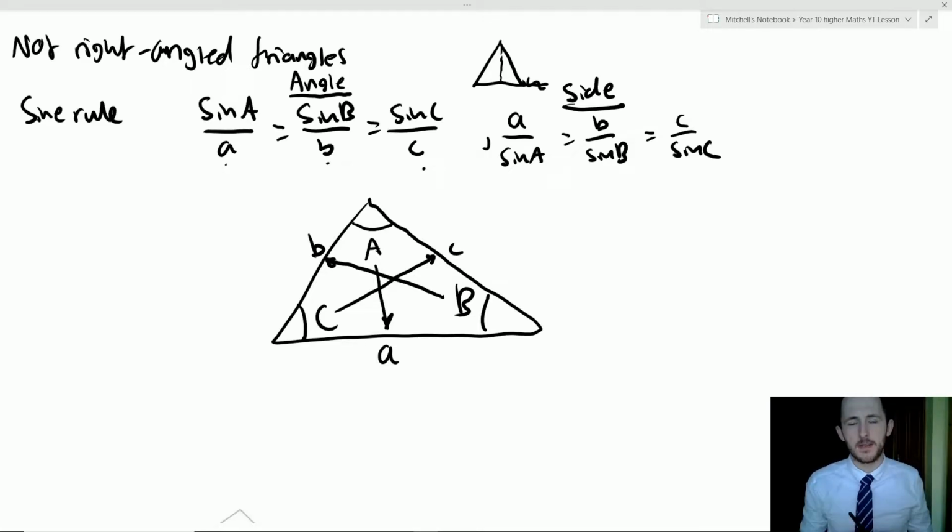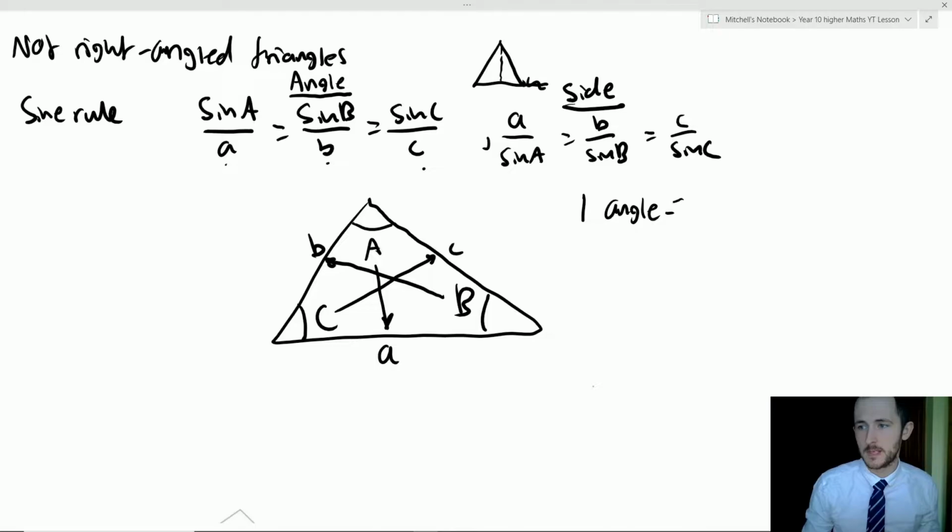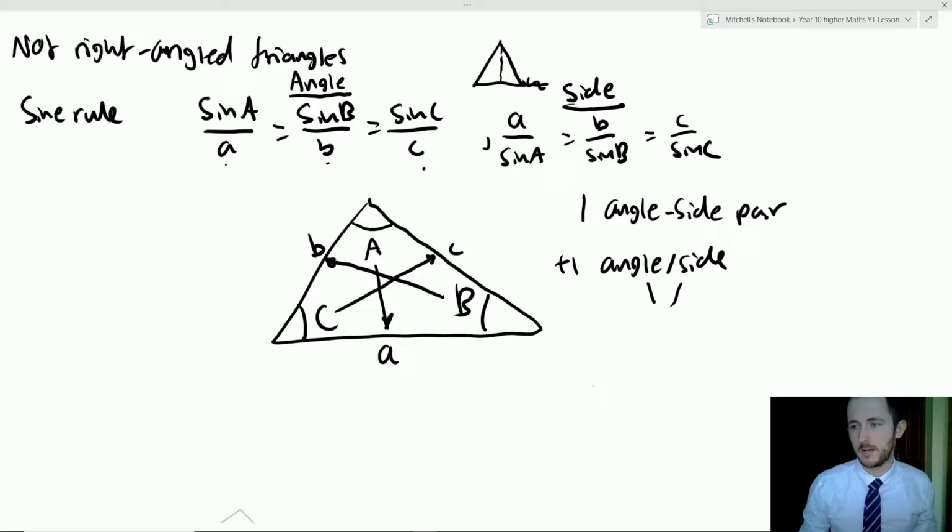You might think, well, how do I use this in an actual calculation then? So let's start going through it. This might look complicated now, but watch. The important thing that the sine rule says is that the sine of an angle divided by the side that's opposite it equals the sine of another angle divided by the side that it's opposite. So all you really need is one angle and side pair, plus one angle or side, and you want to work out one.